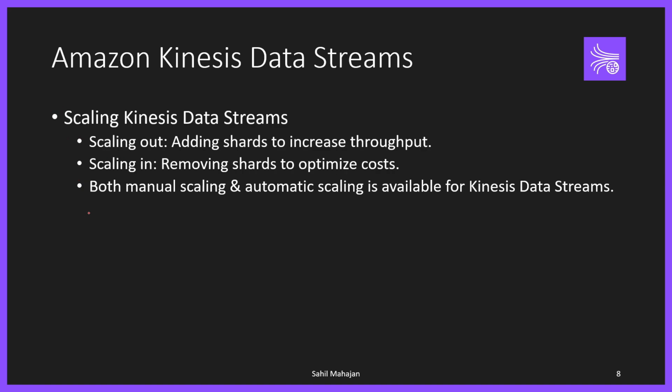Now we're going to talk about scaling in Kinesis. I did throw you a brief overview regarding the modes that you have, on-demand and provisioned. It's pretty much the same. You have scale out, wherein you add more shards to increase the throughput, or you have scale in, wherein you remove shards to optimize your costs. Now both manual and automatic scaling are available for Kinesis data streams. Manual scaling means that you have chosen the provisioned mode, and automatic scaling is wherein you have chosen the on-demand mode.